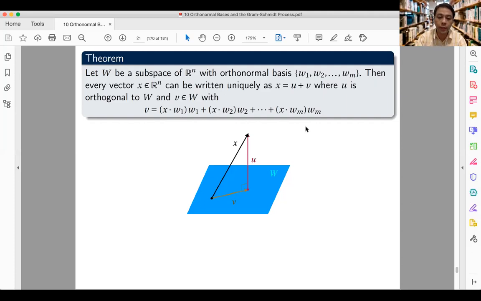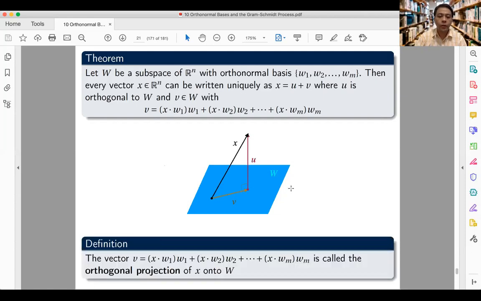Okay, so geometrically, just to illustrate, this is our vector x, and this is our subspace W. So x is not in W, but we can show that x is a sum of a vector in W, that is v, and another vector u, which is orthogonal to W. This is not really unfamiliar, because this v here is the orthogonal projection of x on W. In fact, we define that v to be the orthogonal projection of x onto W. Okay? So let me illustrate.